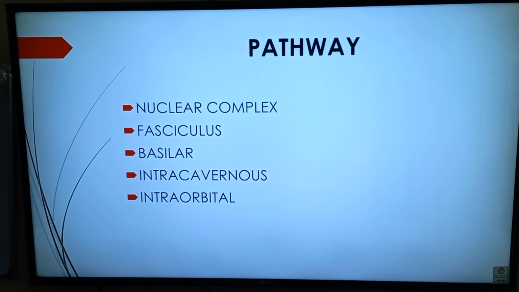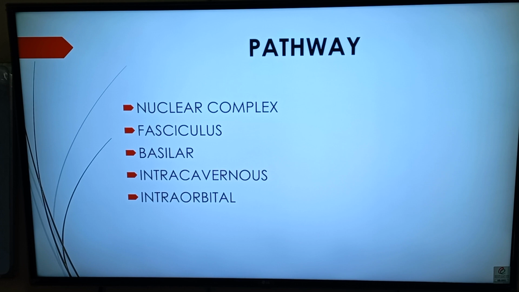First of all, to understand the entire topic, it is very important to understand the pathway. I'll be writing the pathway here. This is the brain stem, midbrain here. This is the superior colliculus, inferior colliculus. Then there is the cerebellum, midbrain, pons, medulla. The oculomotor nerve nucleus starts around the periaqueductal gray matter. This is the motor nucleus and this is the Edinger-Westphal nucleus, which is the parasympathetic nucleus. So this is the nucleus.